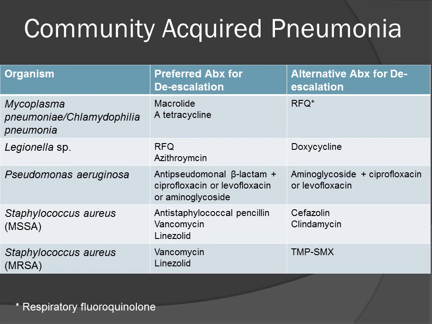For Pseudomonas aeruginosa, you're going to use an anti-pseudomonal beta-lactam plus Cipro or Levaquin or an aminoglycoside. And then for Pseudomonas alternative, it would be an aminoglycoside plus Cipro or Levaquin.